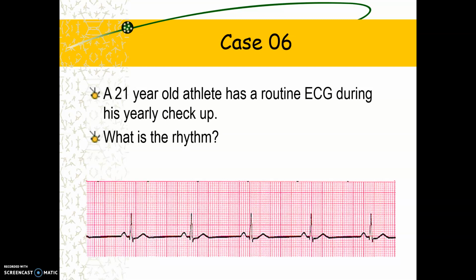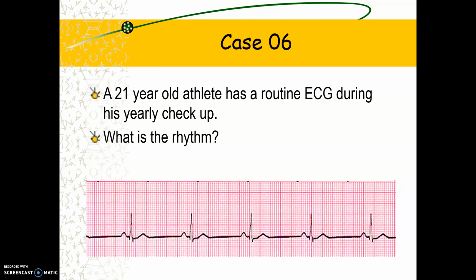A 21-year-old athlete coming for his yearly checkup. So, first thing, if we look at his rate, we can count 1, 2, 3, 4, 5 and a bit. Say 5.5 large squares between QRS complexes. That correlates with a rate of 300 over 5 is 60. So just a little less than 60 beats per minute. Is this regular or irregular? Well, if we look at the spaces between the QRS complexes, we can say this is quite regular.